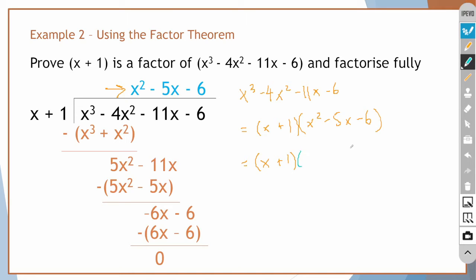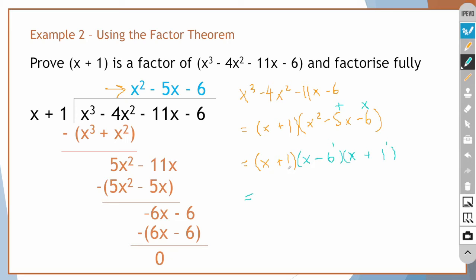So if we open up a double bracket, to factorize this fully, we have to find two numbers that multiply together to give us minus 6 and add together to give us minus 5. Those will be the two numbers that go here and here. So x here, and the two numbers are plus 1 over here, and minus 6 over here.